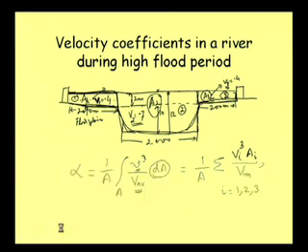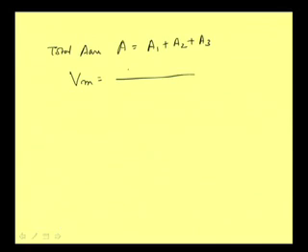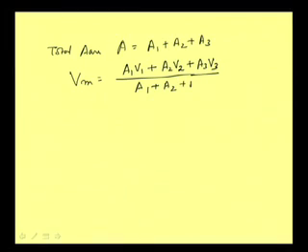And so average velocity we can write as A1 into V1, that is discharge flowing through this section, plus A2 into V2 plus A3 into V3. In fact, in reality this is Q1 plus Q2 plus Q3, the total discharge, divided by the area, A1 plus A2 plus A3, the total area. So this is the expression for our velocity.